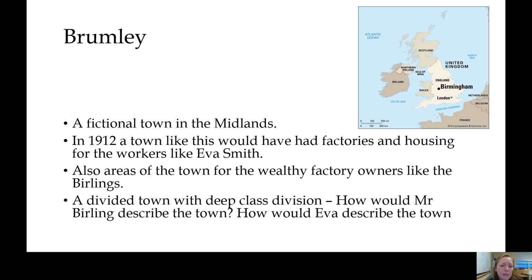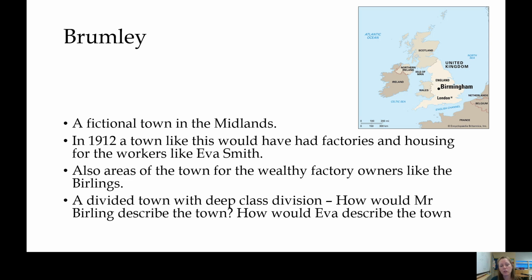Okay, so just a few reminders before we finish off. So Brumley is a fictional town, and as I've just said, it really could be any town, couldn't it? But it is a place that is divided, isn't it? Your map should have revealed to you, I think, that it is a place of deep class division, and that Mr. Berlin and Eva would describe the town in very different terms, as a place where they've both got access to very different things.